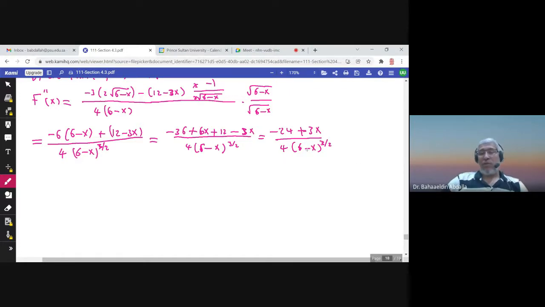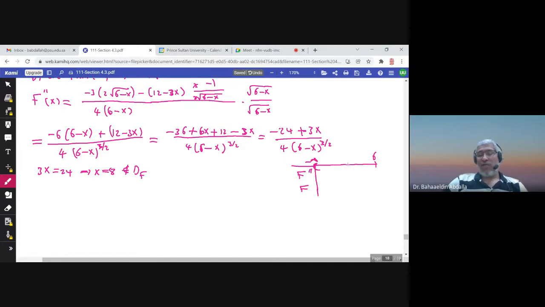So what is the zero of f double prime? Negative 24 plus 3x is 0, so 3x is 24 and x is 8. But 8 does not belong to the domain of f. In fact, x is always less than 6. We cannot go beyond 6 because it's not in the domain.